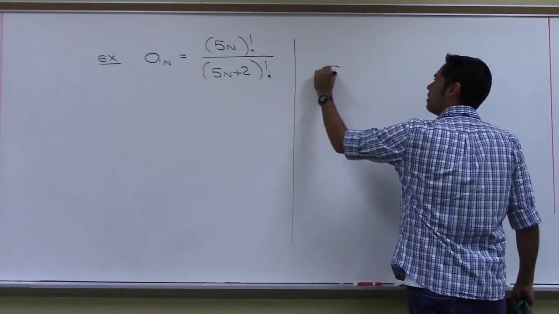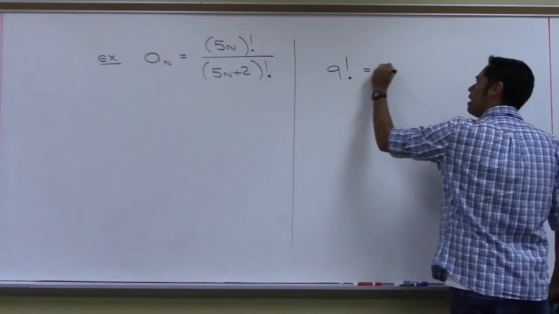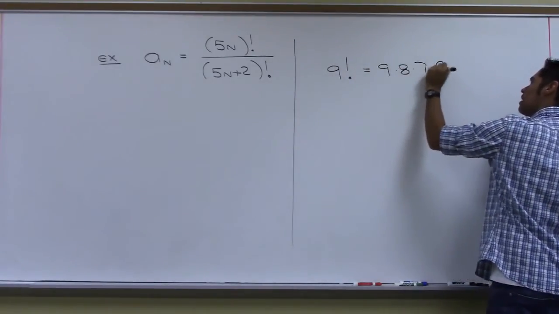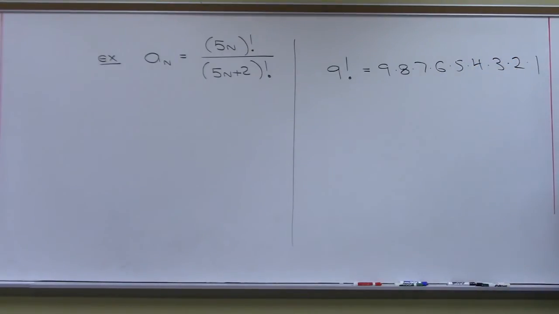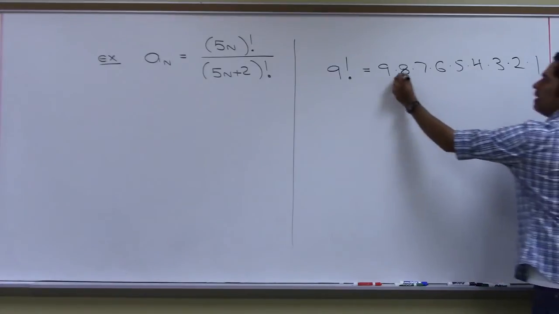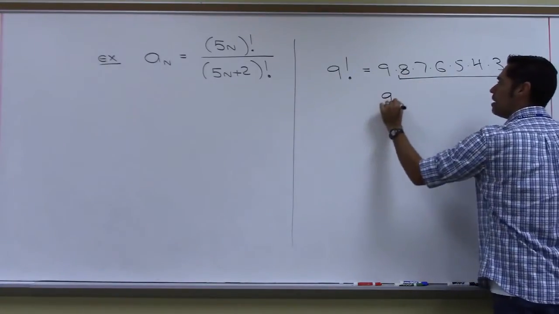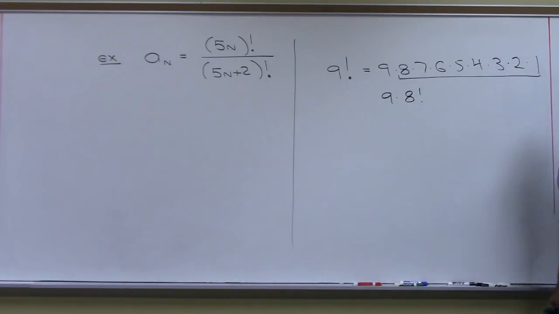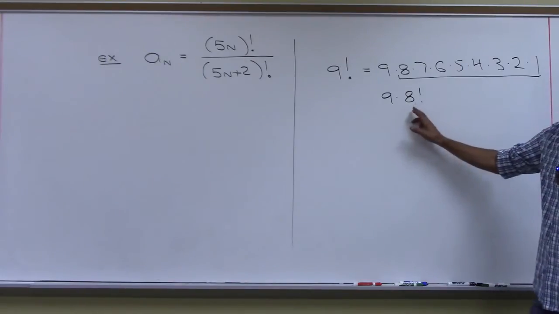Okay, could I write it? I'm still going back to that in a second. Could I write 9 times 8 times 7 times 6 times 5 times 4 times 3 times 2 times 1? Yes, I could do that to write 9 factorial. But 8 all the way down to 1 is really what? 8 factorial. So this is really 9 times 8 factorial. And your n is going to be 8. N would be 8 here in that formula.